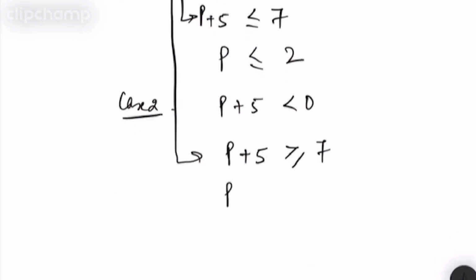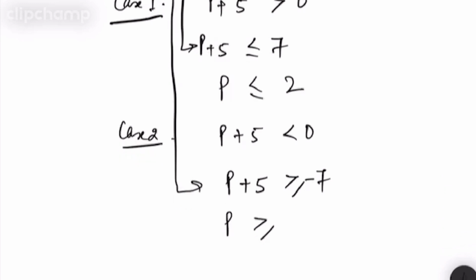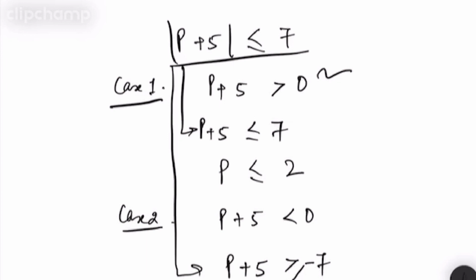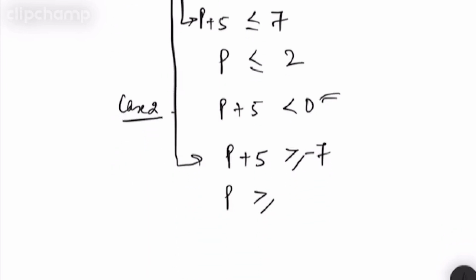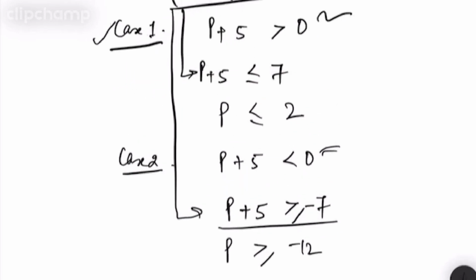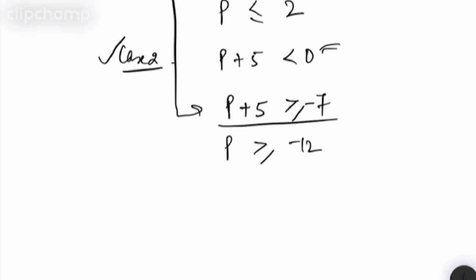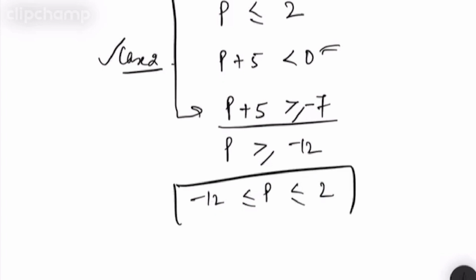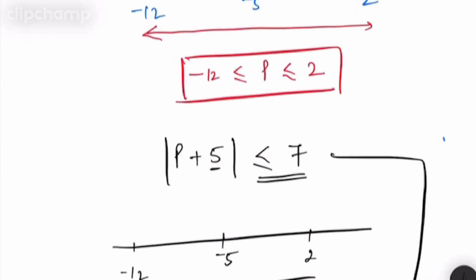So what will be the value? Here it will be minus 7, because we have reversed the signs and p plus 5 is considered negative. So p plus 5 is greater than or equal to minus 7, so p is greater than or equal to minus 12. From these two cases, what is the range of p? Minus 12 less than or equal to p less than or equal to 2, which matches our original solution.